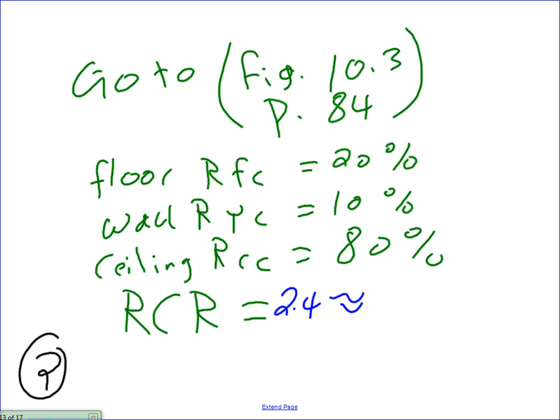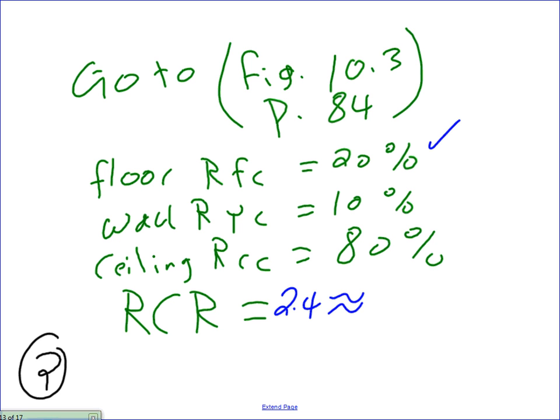Okay. Now, if it's not, we're going to see how we approximate it first. Please go to Fig 10.3, page 84 in the book. The floor reflection is 20, so the first row is going to be 20. Page 84, if you look at Fig 10.3, the upper left corner, the first row, can you see where it says floor RFC 20? Everybody can see that? Now floor is 20, done.